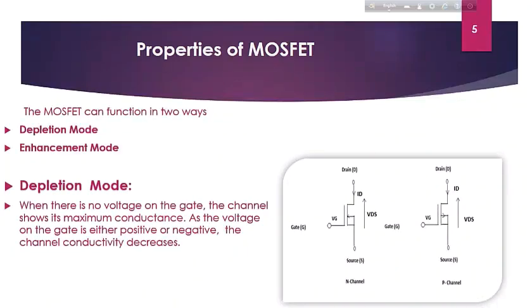Depletion mode: when there is no voltage on the gate, the channel shows its maximum conductance. That means if there is no voltage in the gate, our channel will be conductive at maximum. As the voltage on the gate is either positive or negative, the channel conductance decreases. If we put either negative or positive voltage on the gate, it will consistently decrease the conductance.